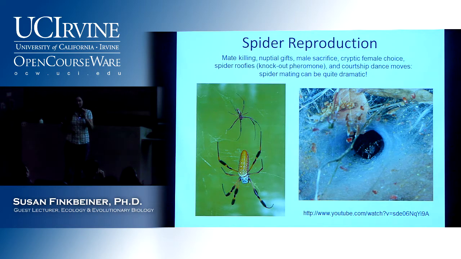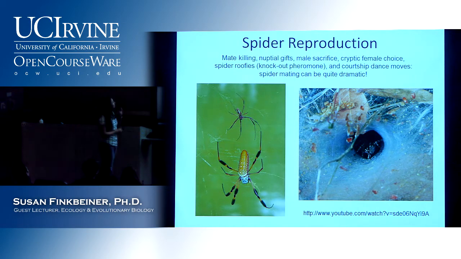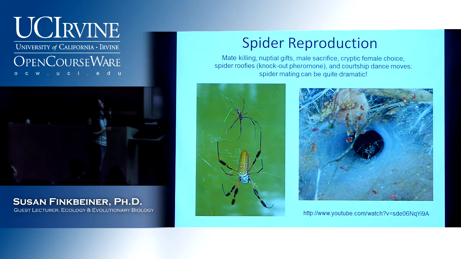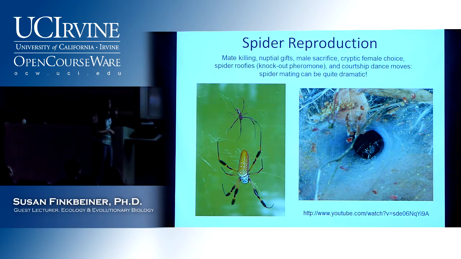There is mate killing. Many of you have probably heard of this. In that the female will not just eat the male after copulation. She may eat him during copulation or even before copulation because she's annoyed by him and isn't interested. And sexual dimorphism is really common in spiders. You see here's a large female. Here's a smaller male, and so that makes it much easier for the female to be able to eat the male.